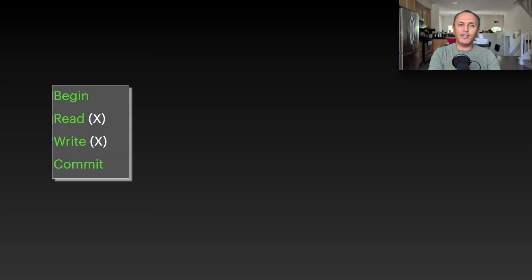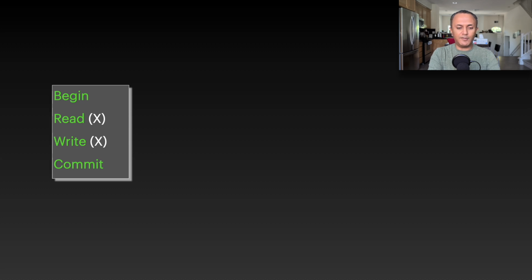In a very simple sense, let's say we have a transaction that looks like this. It has a begin, it has a commit, and then in the middle it has a read and a write of X. So what we want is to limit that access to the object X as it's being read and written.